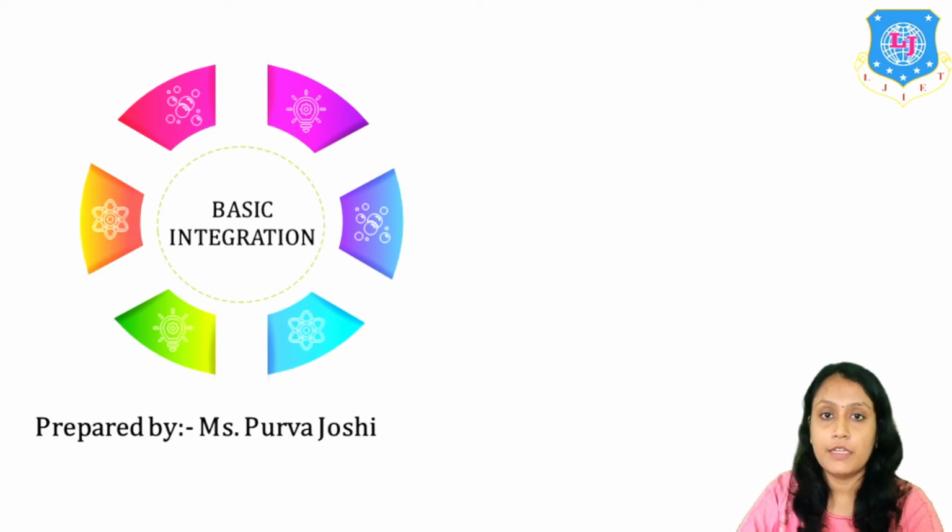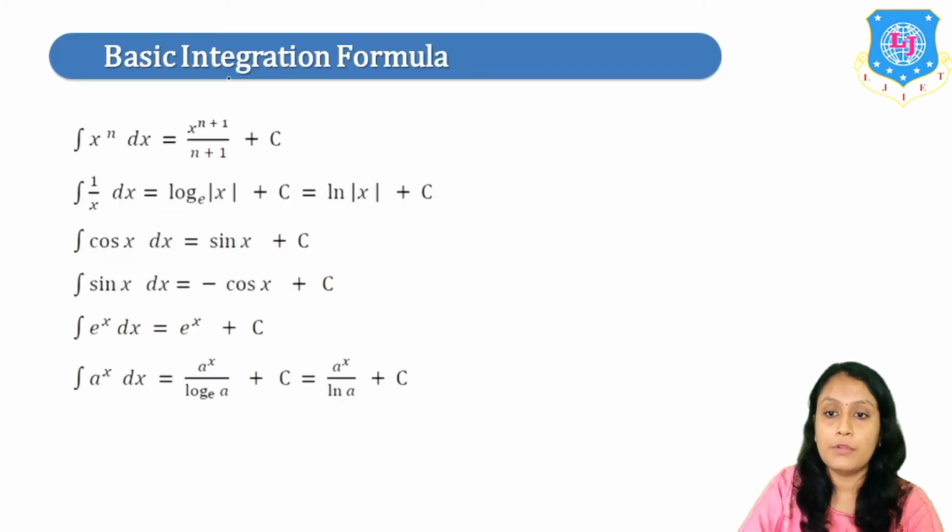Today we are going to study a topic named basic integration. So let's start with the formula of basic integration. First one is integration of x raised to n dx is x raised to n plus 1 upon n plus 1 plus c. Integration of 1 upon x dx is log mod x base e, or we can say ln mod x plus c. Okay, now integration of cos x dx is sin x, and integration of sin x is minus cos x.